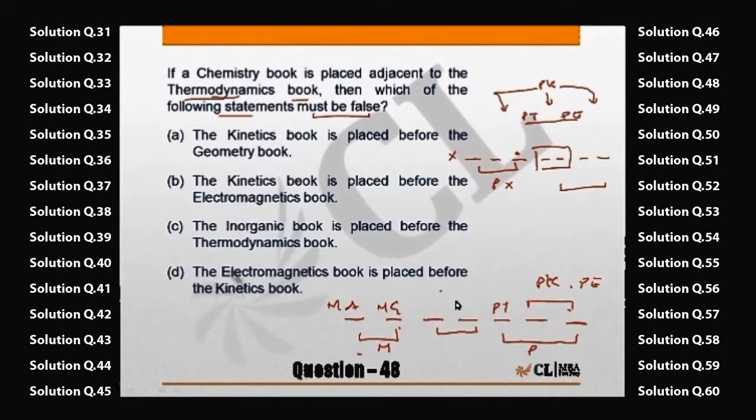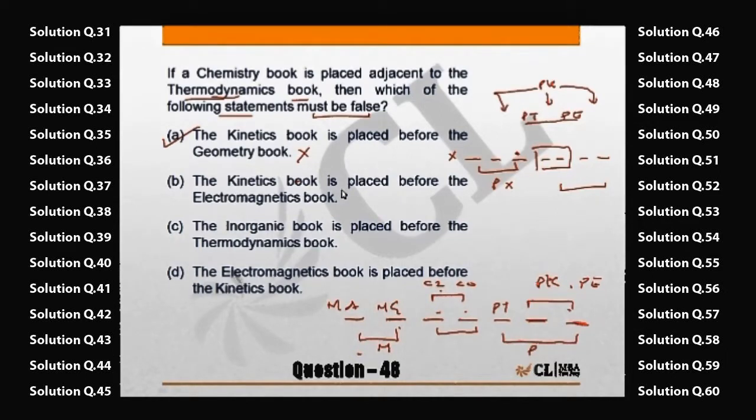The two chemistry books, CI and CO, no condition has been given, so they again could occupy any of these positions. We are looking for what must be false. Statement A, kinetics book is placed before the geometry book. Okay. Kinetics book has to come in one of the last two positions, while geometry will be the second. So this statement will definitely be false. Hence, this should be the correct answer. This is a false statement, hence it is the correct answer. But if we want to be sure, let us verify the other choices also.